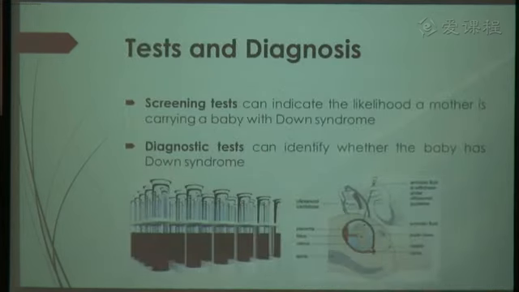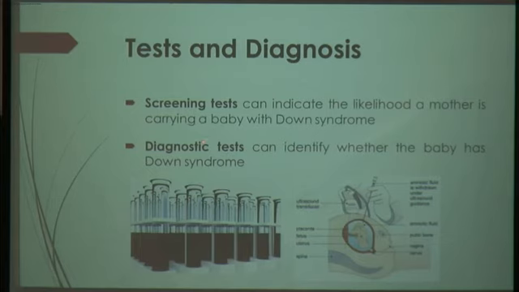So how do we know if the baby has Down syndrome even before it is born? In other words, how do we test and diagnose this disease? There are basically 2 tests here. The first one is called the screening test. It's basically used to indicate the likelihood of a mother carrying a baby with Down syndrome, which means it only tells the likelihood. It's not definitive.